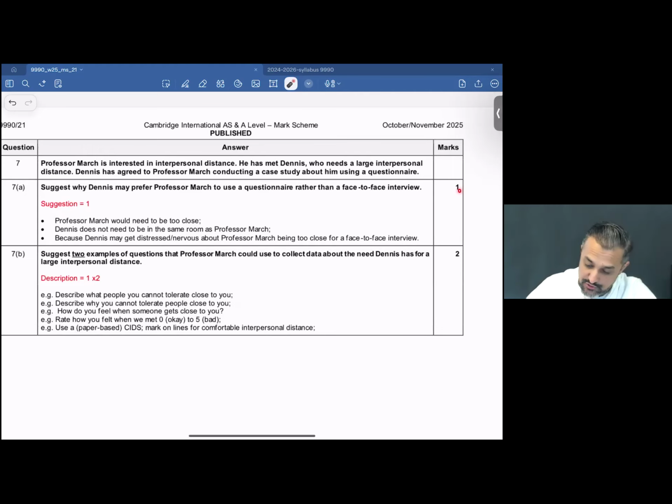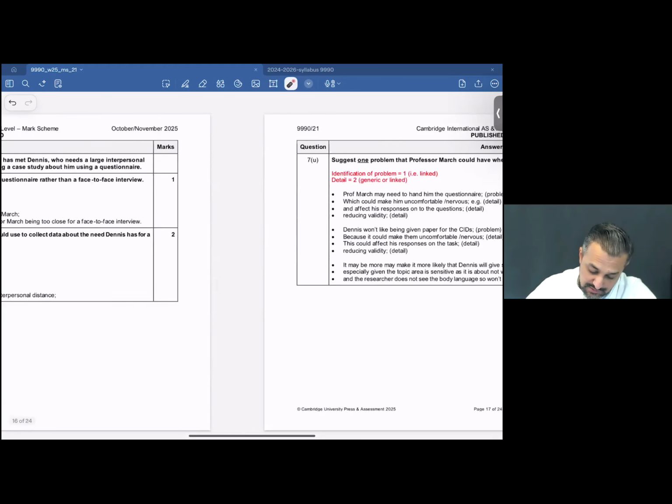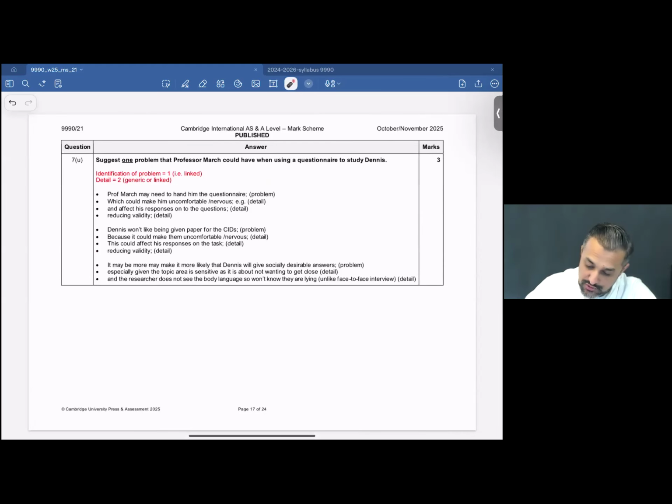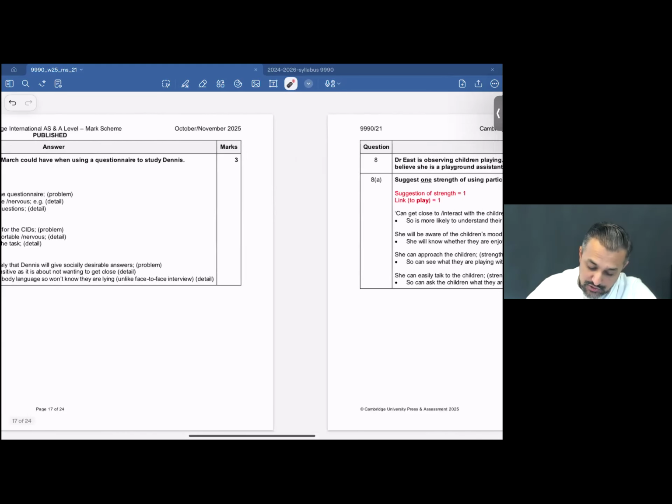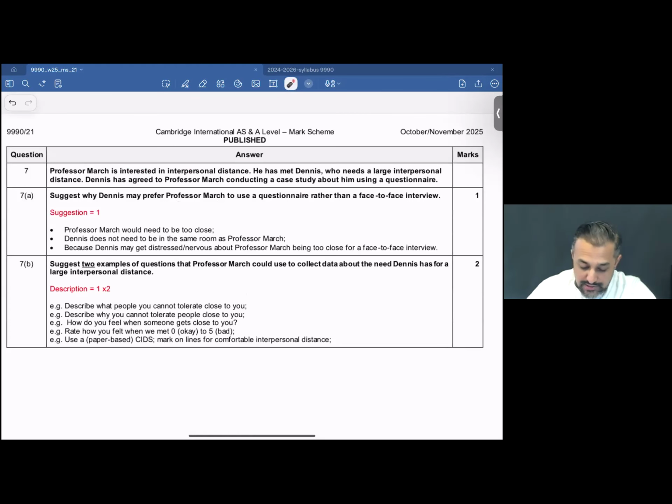Question number 7A is of 1 mark and 2 marks, and 7 should be 7C. They've written you. This is of 3 marks. And so question number 7 in total is of 6 marks. Why is it that I counted this?